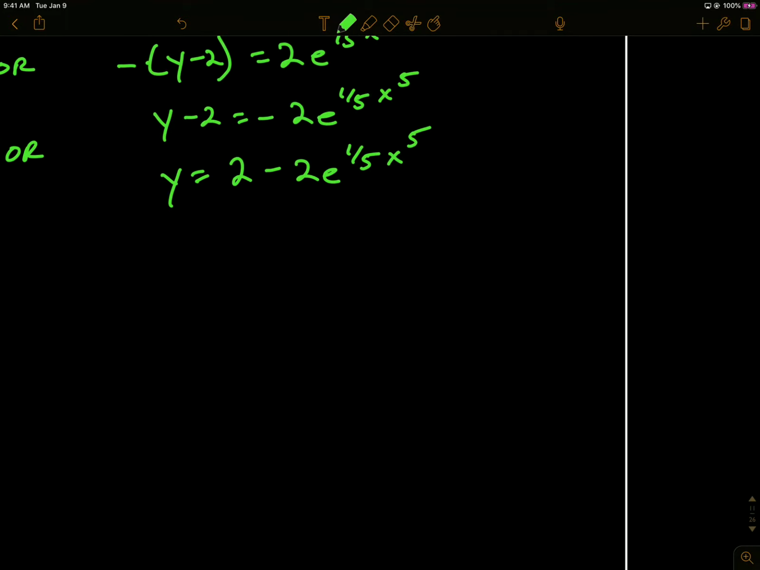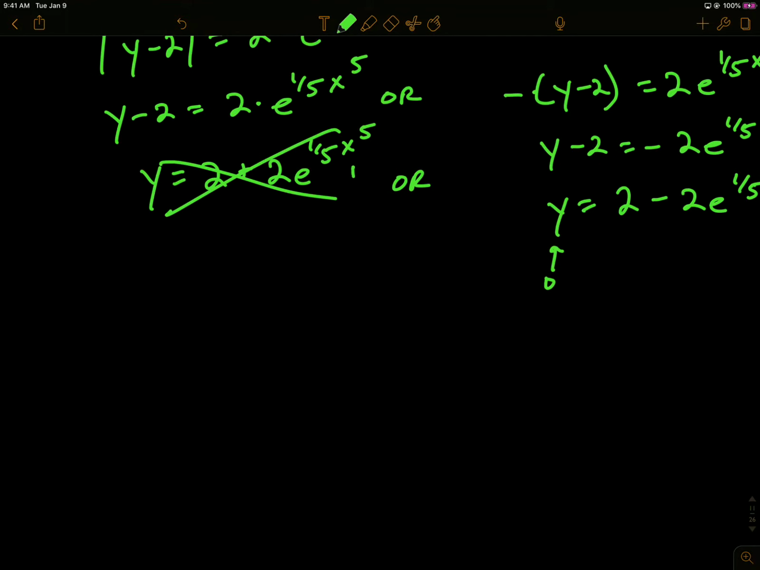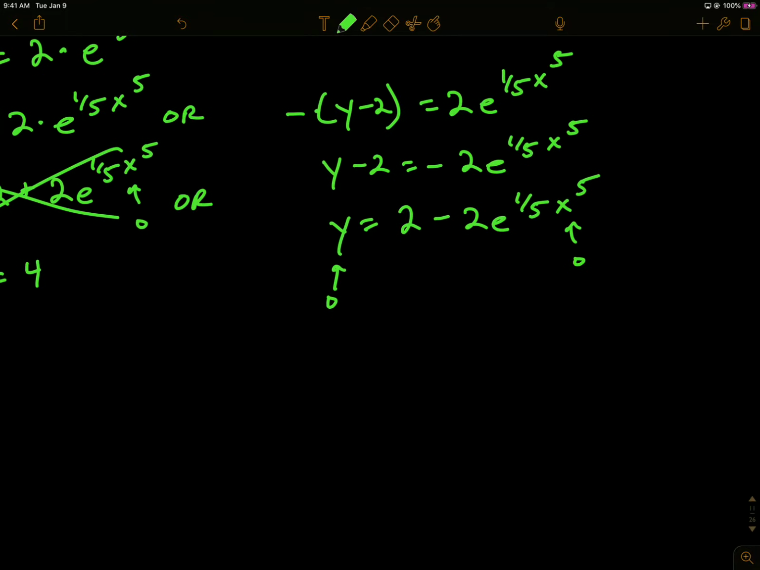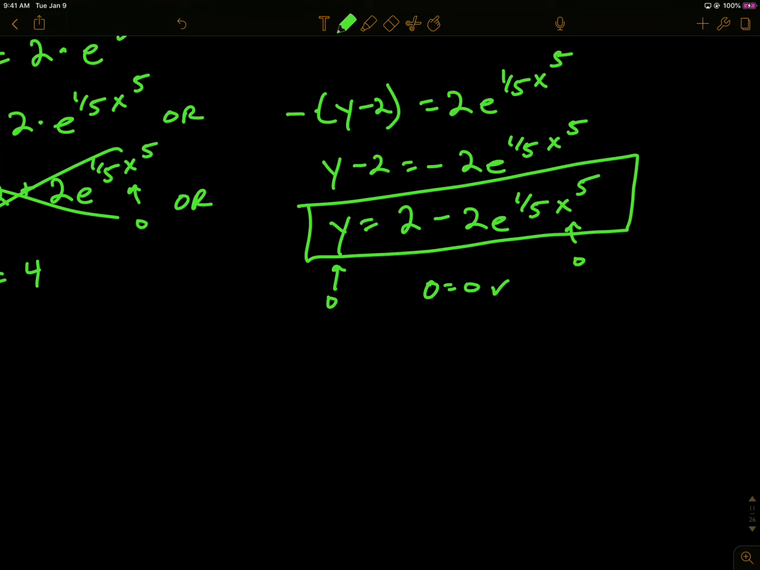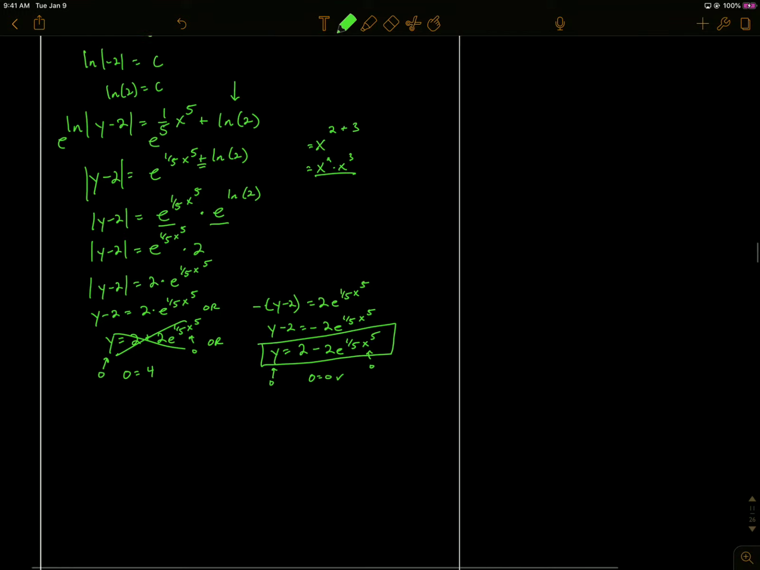Or when I plug in 0 here for x, I get e to the 0 is 1. So I'm getting 2 minus 2 is 0, and y is 0, right? If I plug in 0, my initial conditions were plug in 0 and 0. You can see here when I plug in 0, I do not get a true statement. I get 0 equals 4. Here I get 0 equals 0. So that's our winner. That is our particular solution. It's going to be 2 minus 2e to the 1/5 x to the 5th.